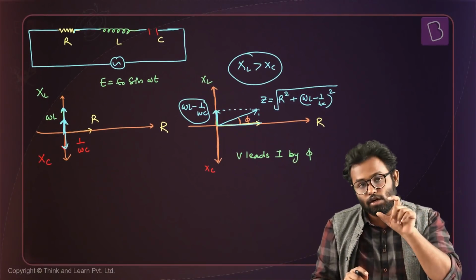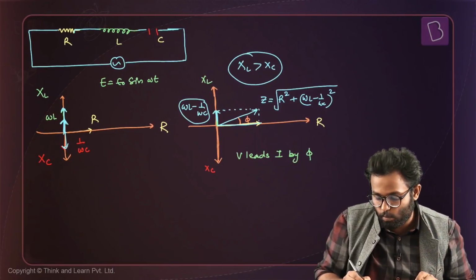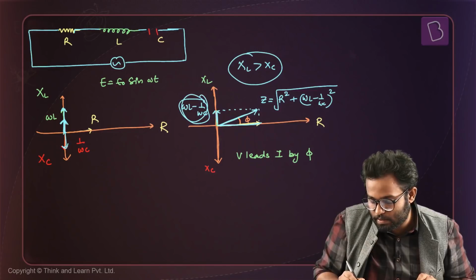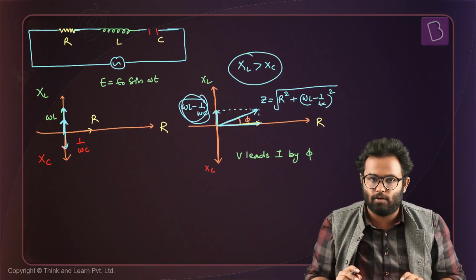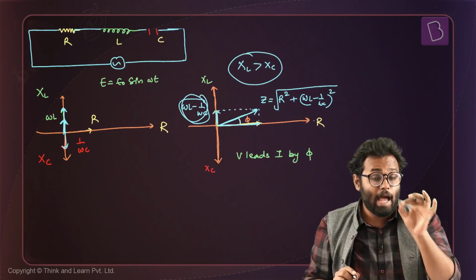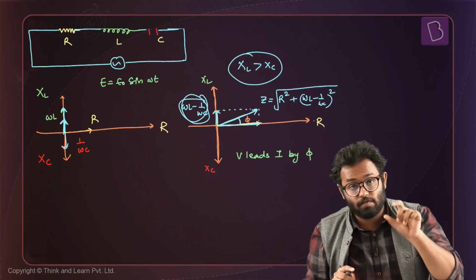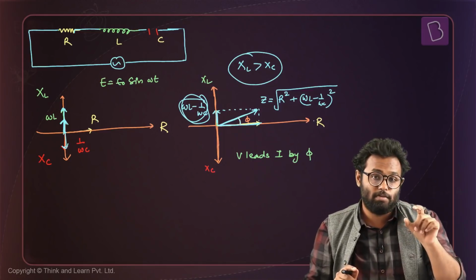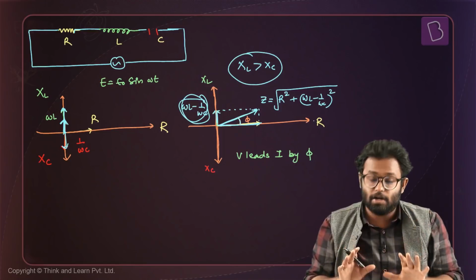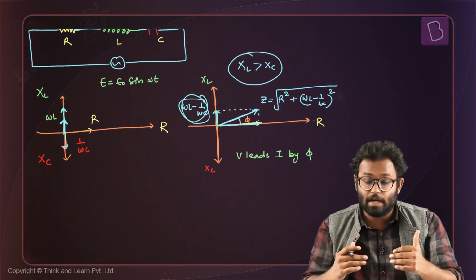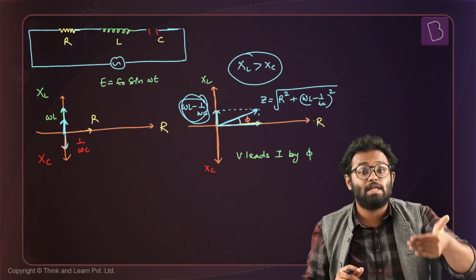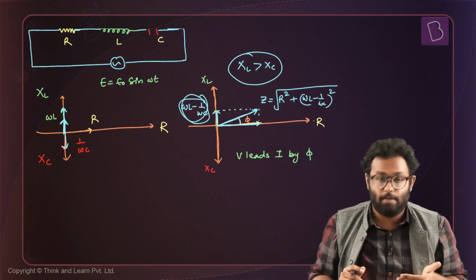When you find the resultant of these two values, that is of omega L minus 1 by omega C, which is this, and the R here, you get a vector like this, or what we call a phasor like that, okay? And the phasor makes an angle with the x-axis. That angle is your phase, basically the phase difference between the current and the voltage. This is the phase with which either the current is leading or voltage is leading. In this particular case, because this circuit favors the inductor, because XL is more than XC, it means that voltage leads current by a phase of phi, okay?